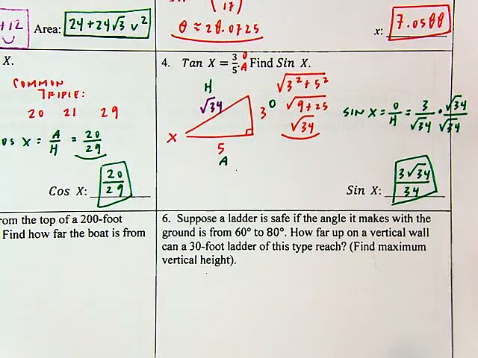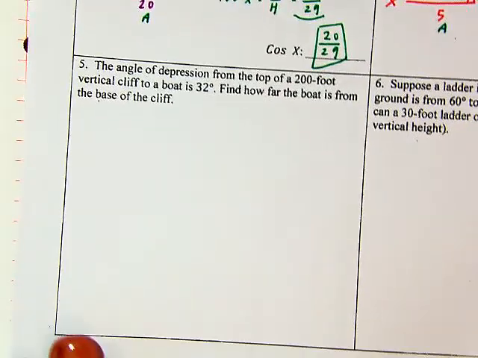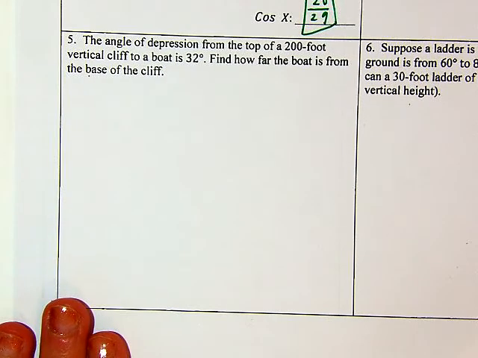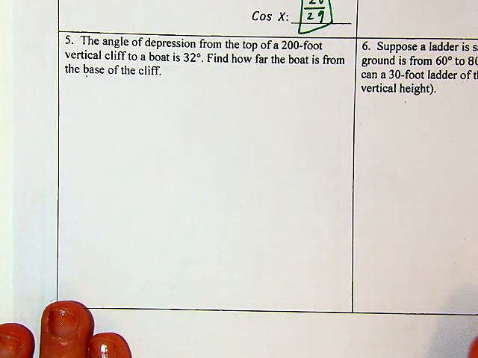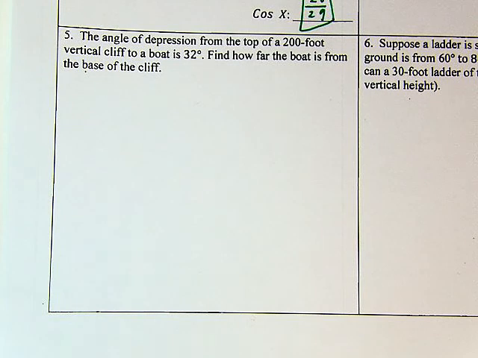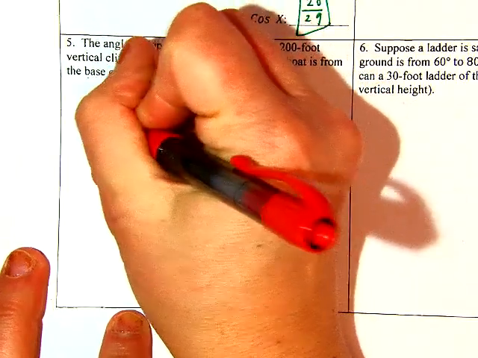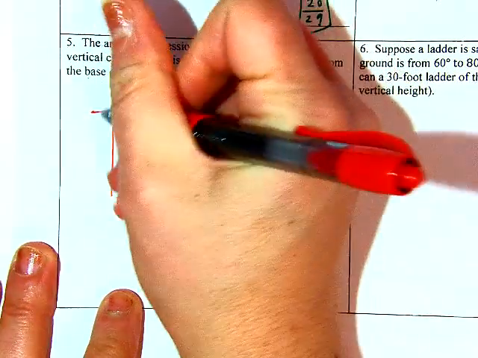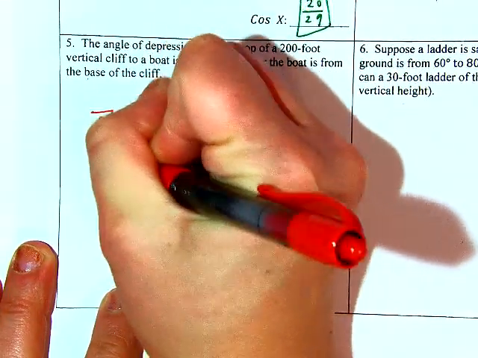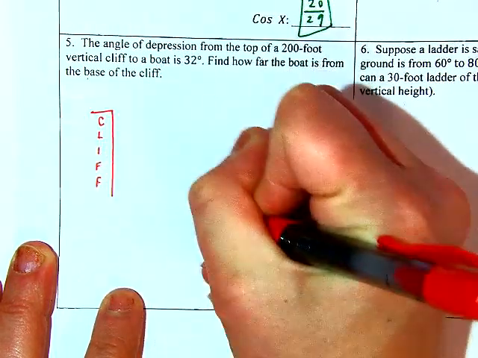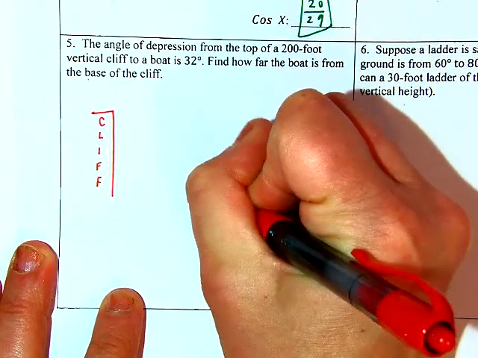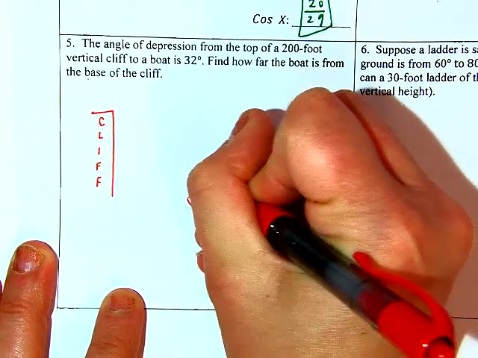All right, next up is number 5. So a couple word problems. The angle of depression from the top of a 200-foot vertical cliff to a boat is 32 degrees. Find how far the boat is from the base of the cliff. Okay, so we've got some sort of cliff over here. And we've got a boat in the water, right? So I always draw mine as a little sailboat. Not sure why, but it's what I like.